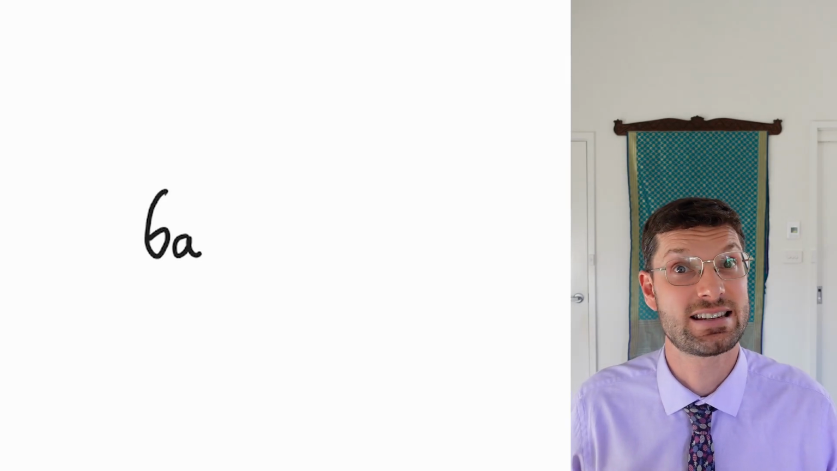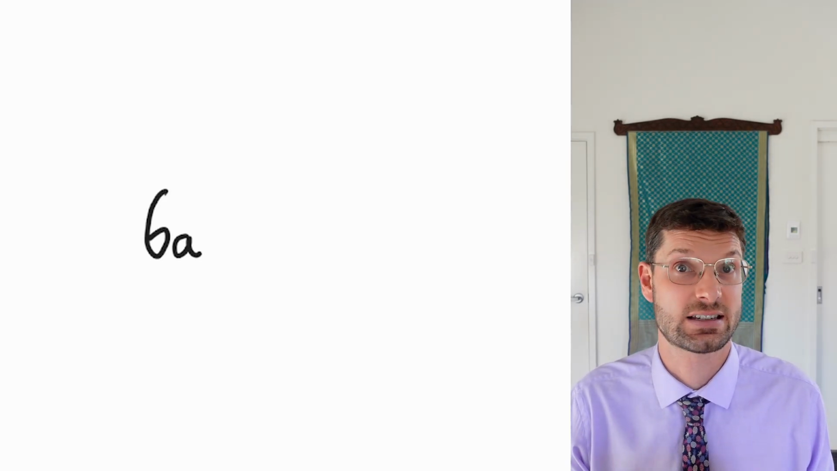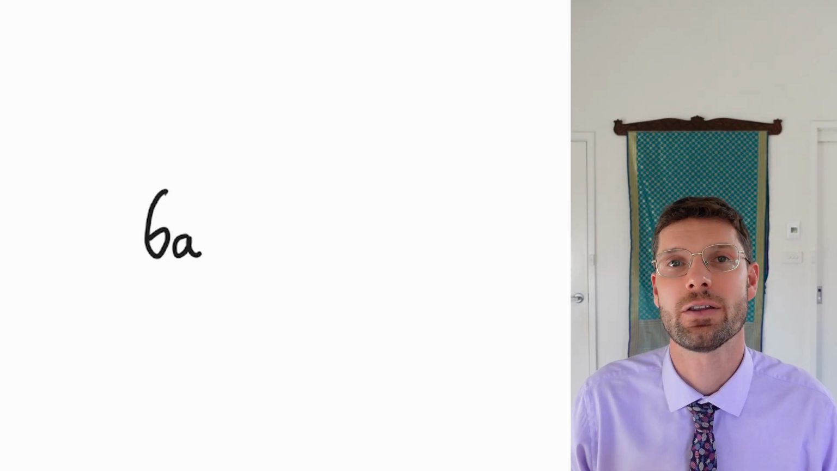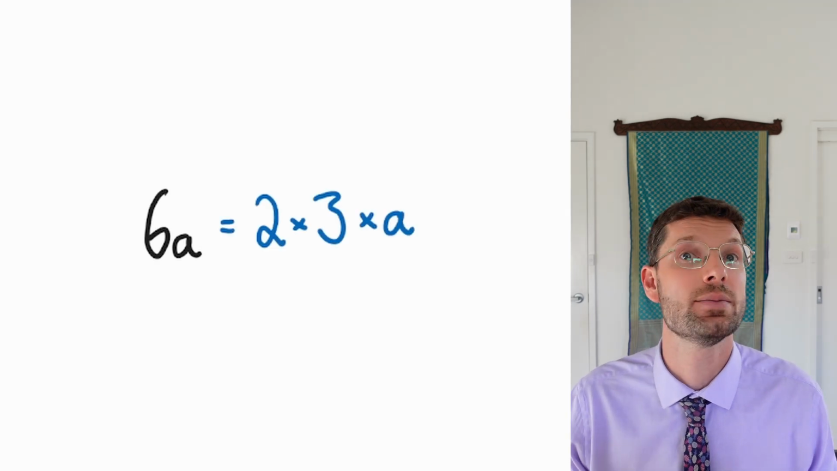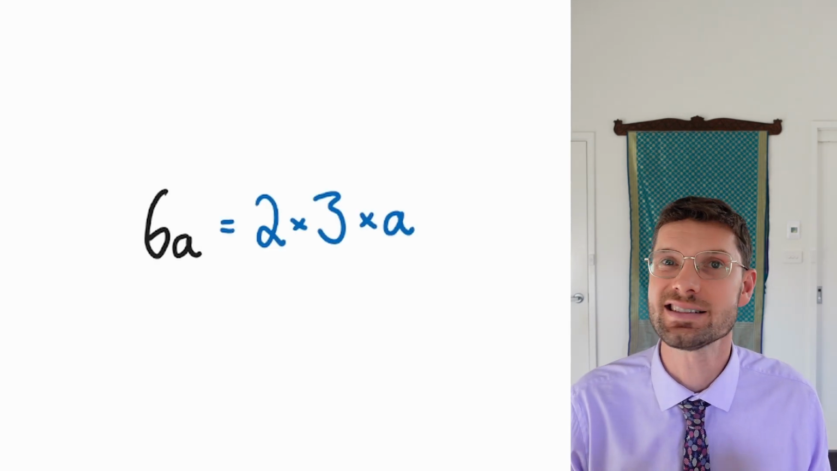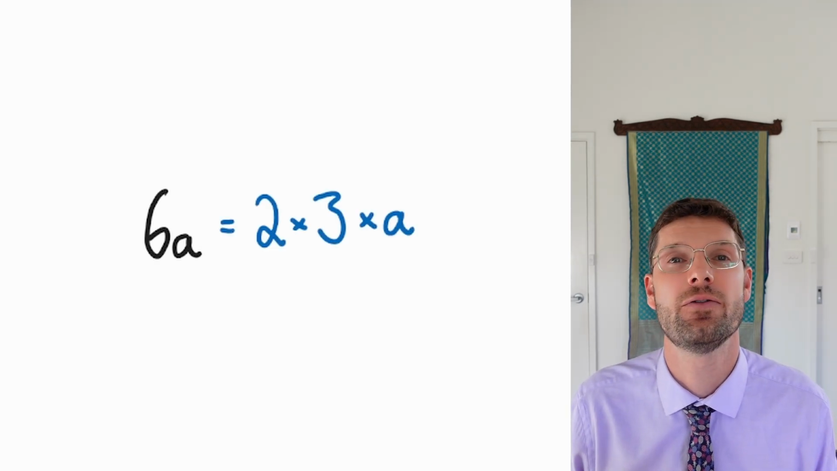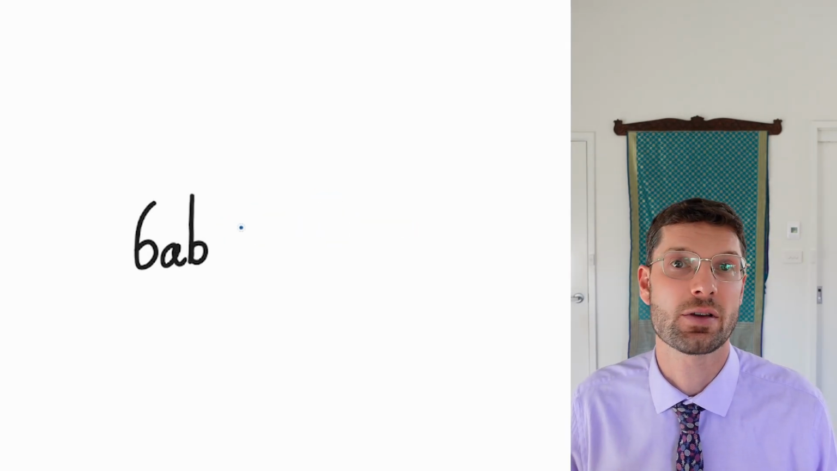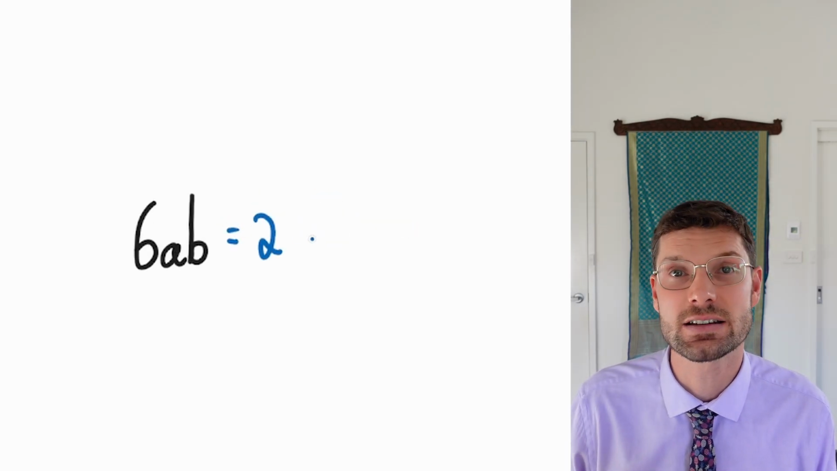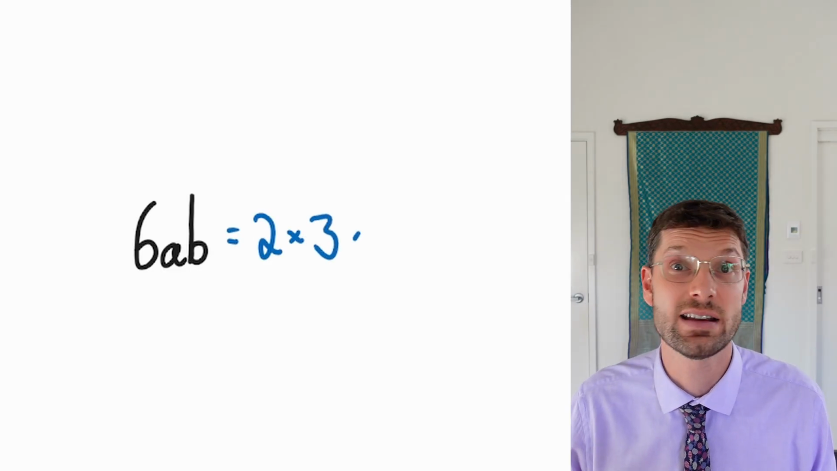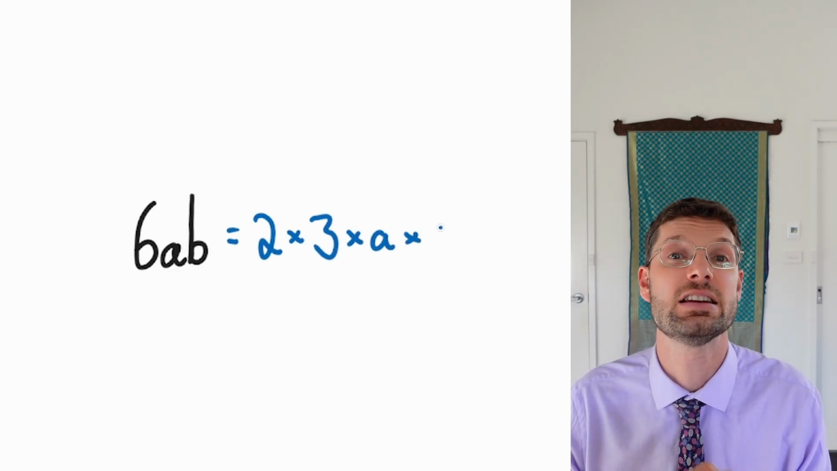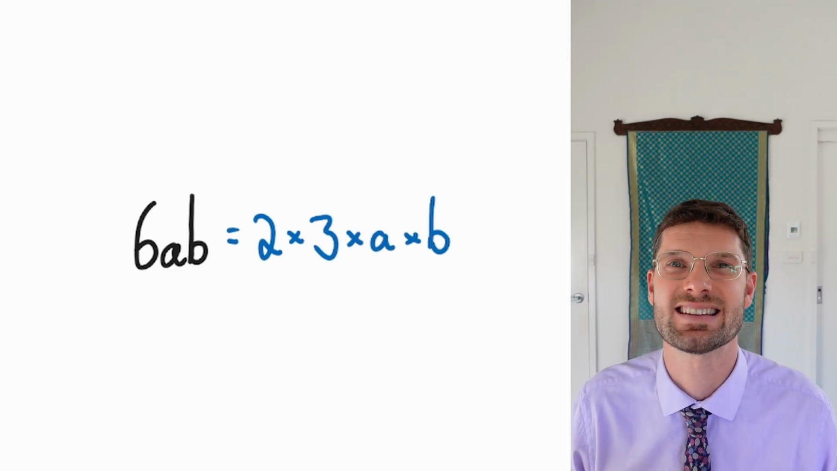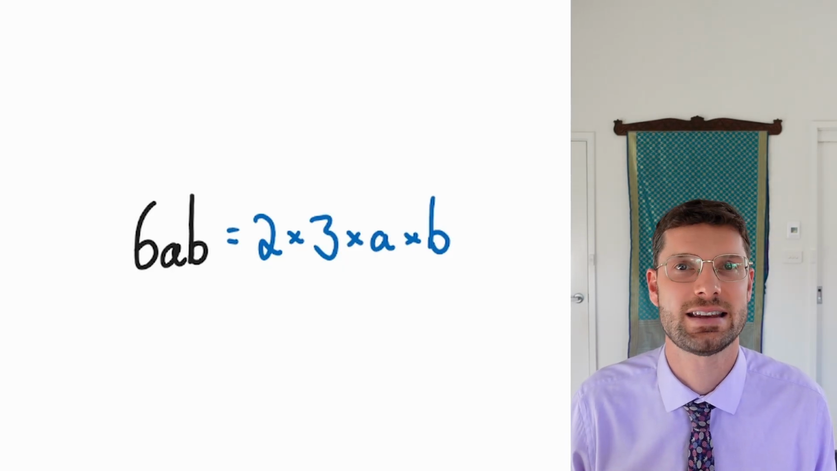Then if we've got something like 6a, we know that that's 6 times a. But if we're looking for the factors, it could be 2 times 3 times a, or just 6 times a. Both of these would be a factorized version of the 6a. Then if we've got something like 6ab, our factors for this would be 2 times 3 times a times b. Each individual one of those would be the factors that make up that term 6ab.